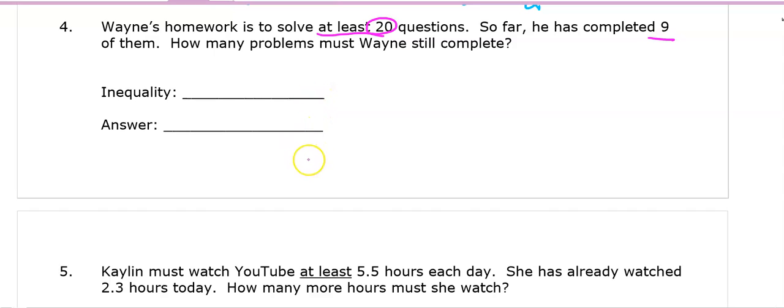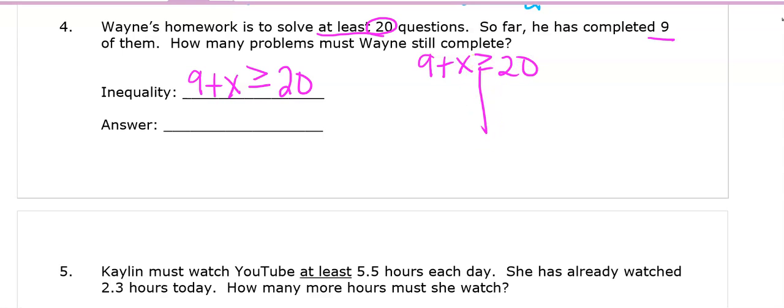Now, I know y'all know the answer to this, but we're still going to write the equation so we can write it correctly. 9 questions plus x needs to be greater than or equal to 20, because he wants at least 20, preferably more. I mean, don't get me wrong, we could gladly give y'all more work, not a problem.